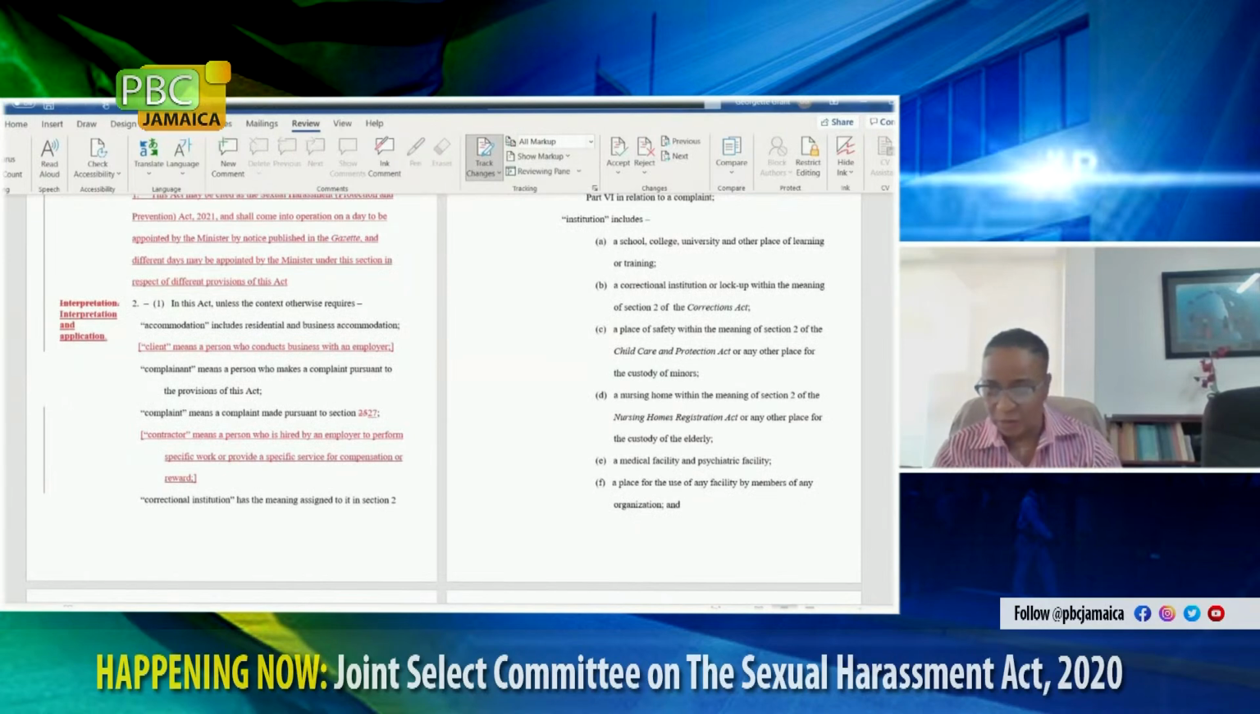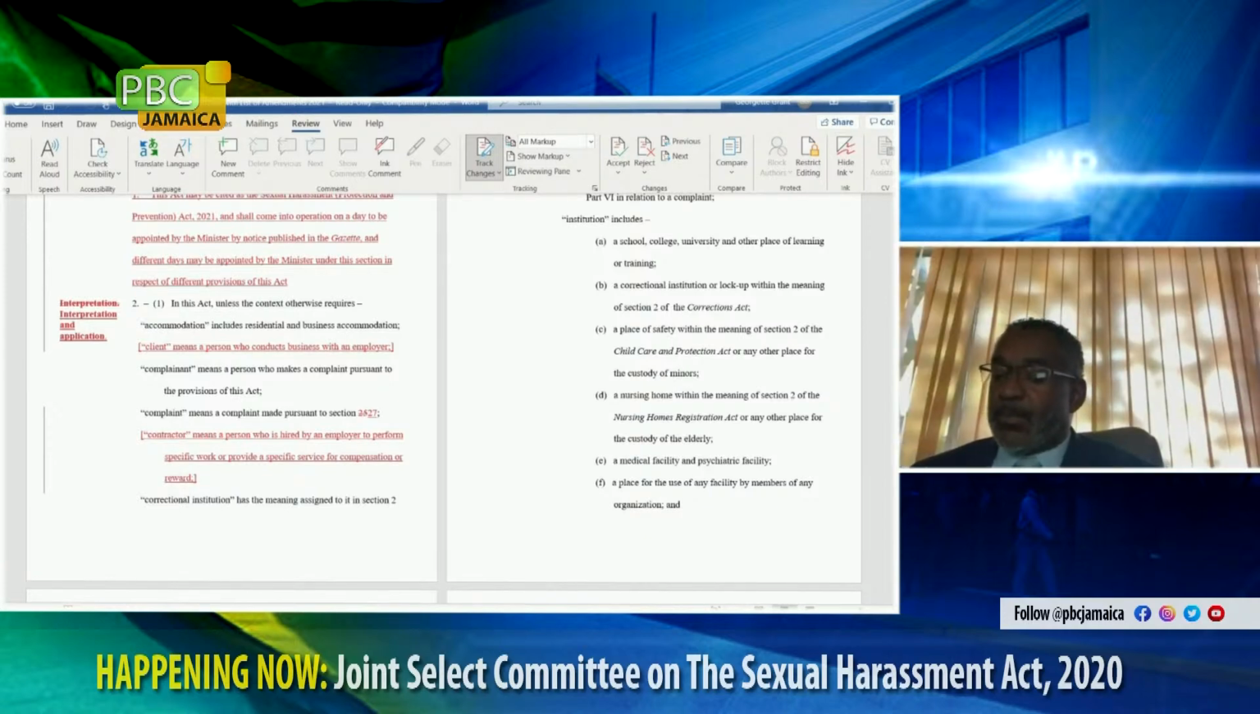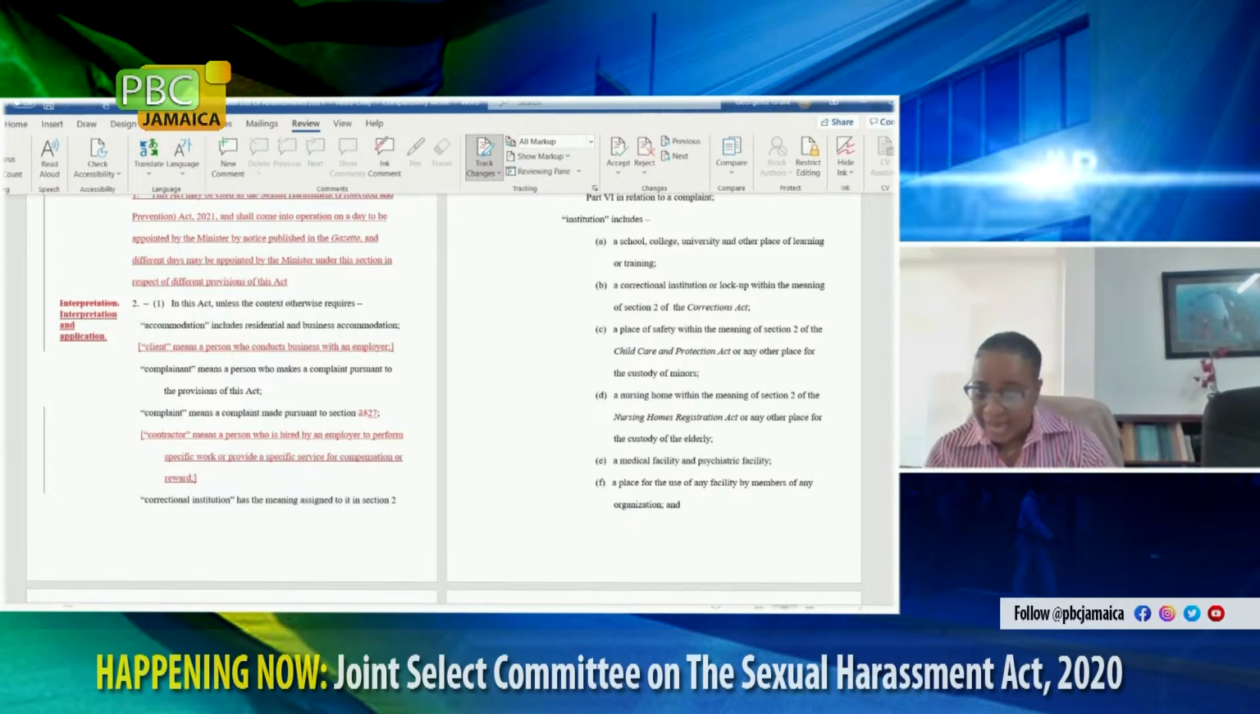The second amendment now, Chair, will be to clause 2, where you had asked for certain definitions to be put into the bill. And some definitions have been put in as a result of some consequential or other amendments that were made when the scheme of the bill changed, Chair. So for instance, remember we spoke about applying the sexual harassment policy to deal with clients, persons who come into your business to do services. And so for that reason, Chair, we have put in a definition of client, and it reads, client means a person who conducts business with an employer.